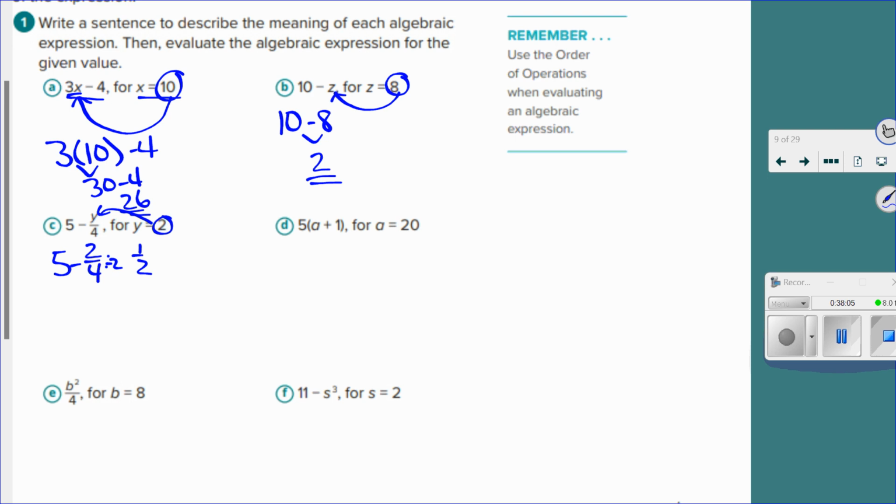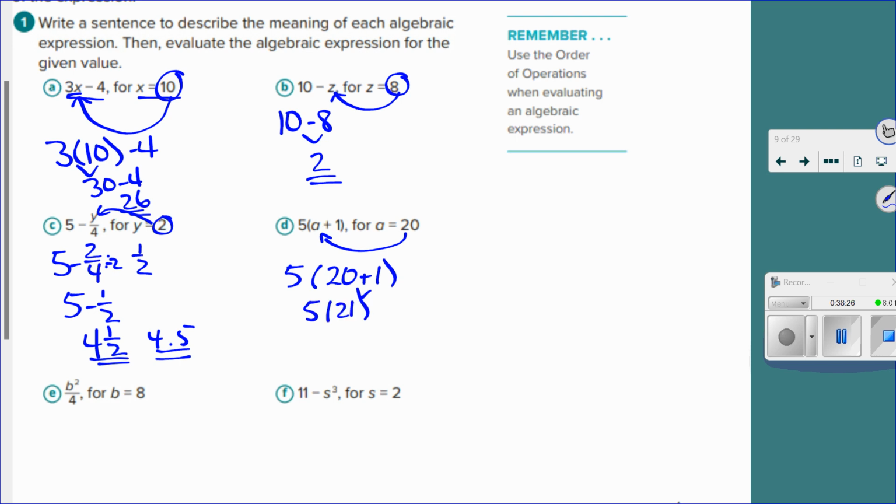Or if you wrote it as a decimal, we would take that as well. Either one would be acceptable. The next one gets a little more complex as far as the order of operations, but the actual substitution is the same. So I do 5 times 20 plus 1. Now I again follow order of operations. I'm going to do 20 plus 1 first for 21. Now this becomes a multiplication problem, so that equals 105.